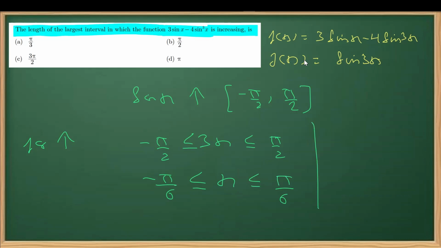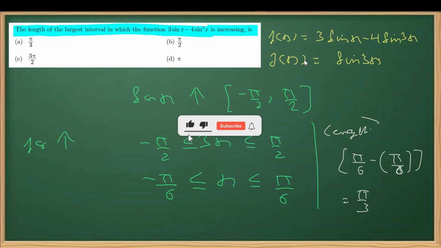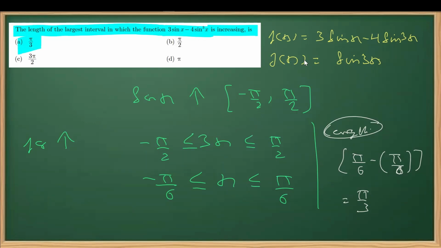But then we realize that we have to find out the length and not the interval. So the length of the interval, not the interval itself, will be upper limit minus lower limit. That results to give you pi by 6 plus pi by 6, 2 pi by 6, which is pi by 3. Yes, so this is the length here. The length of the interval is pi by 3. That is option A.